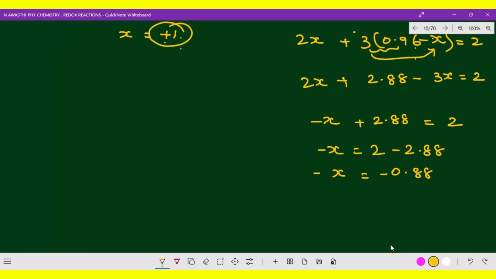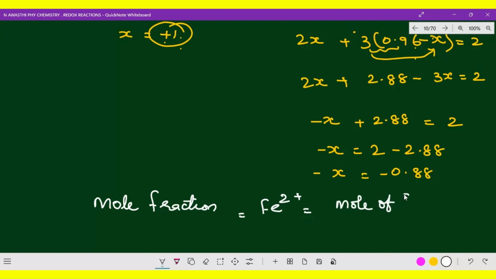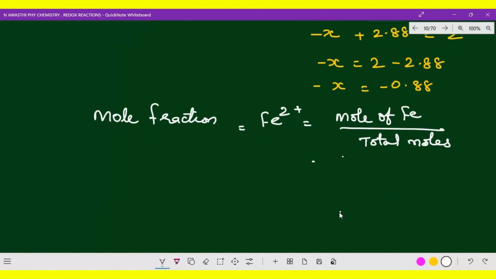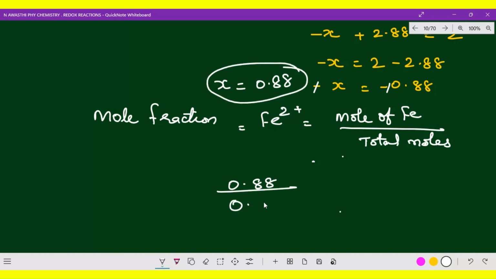So now this is completely based on mole fraction. So mole fraction of Fe2+ only we have to identify. So Fe2+ equal to moles of Fe2+ divided by total moles. Right, now moles of Fe2+, in this point what they have given is 0.88. Yeah, this and this will be cancelled, so you will get positive x equal to 0.88 only. Why? Because minus and minus both will be cancelled, divided by 0.96. This is total moles, right? This is moles of Fe only.